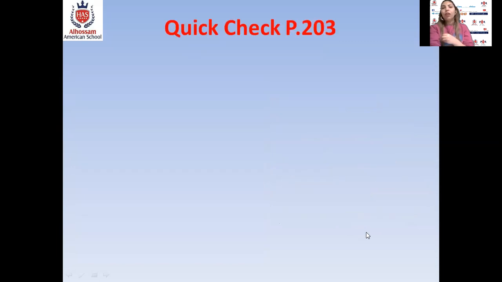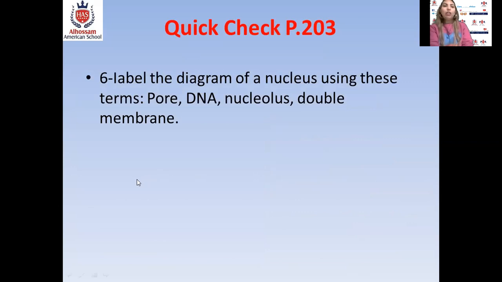Okay, guys. Now, quick check, page 203. Number 6, label the diagram of a nucleus using these terms: pore, DNA, nucleolus, double membrane. You can open the page, number 6. It will be 203, sorry, 203.